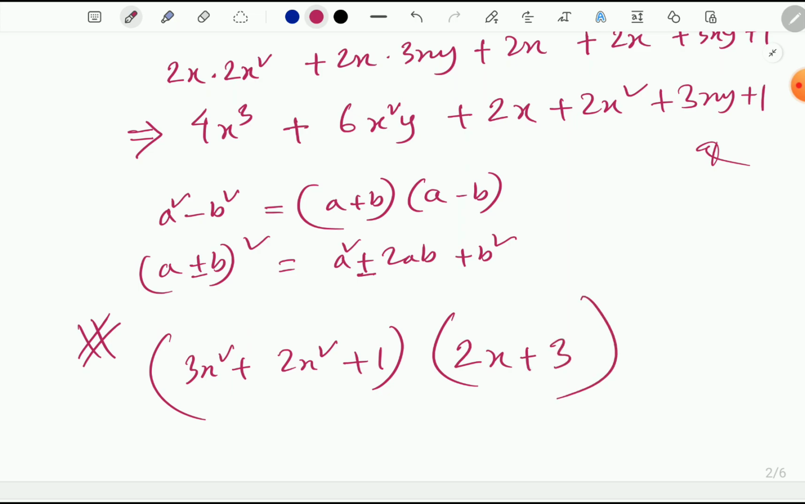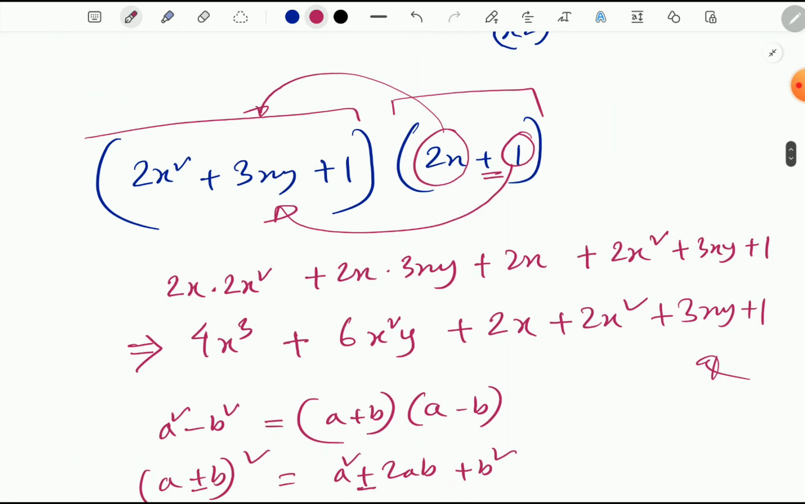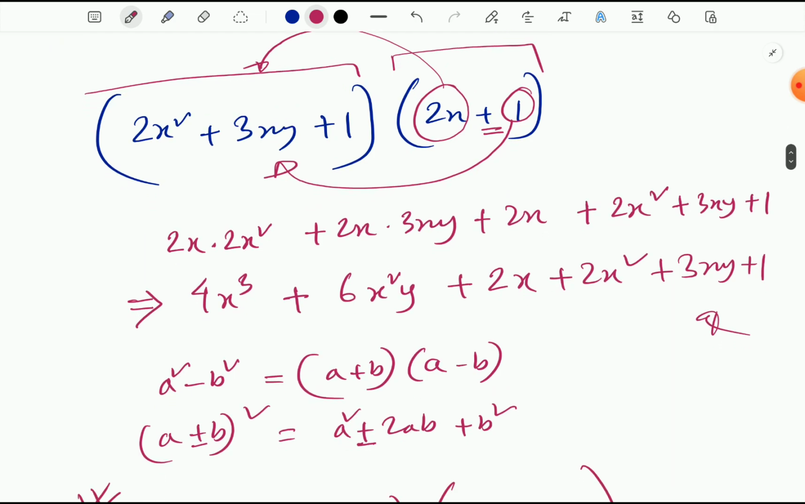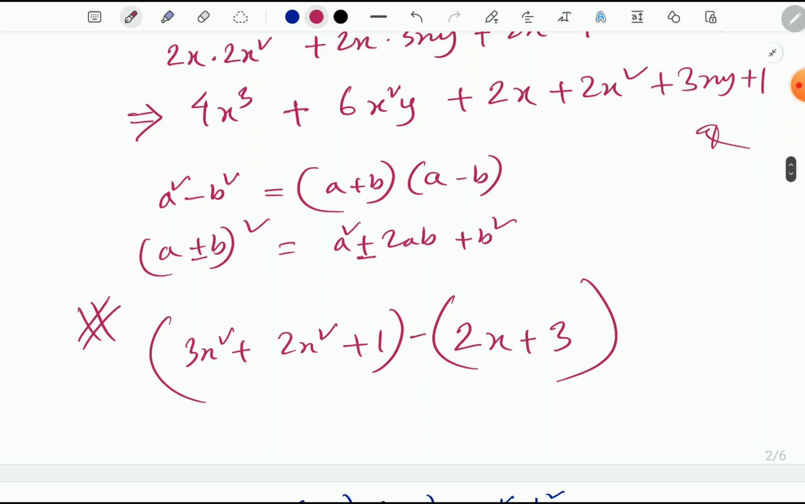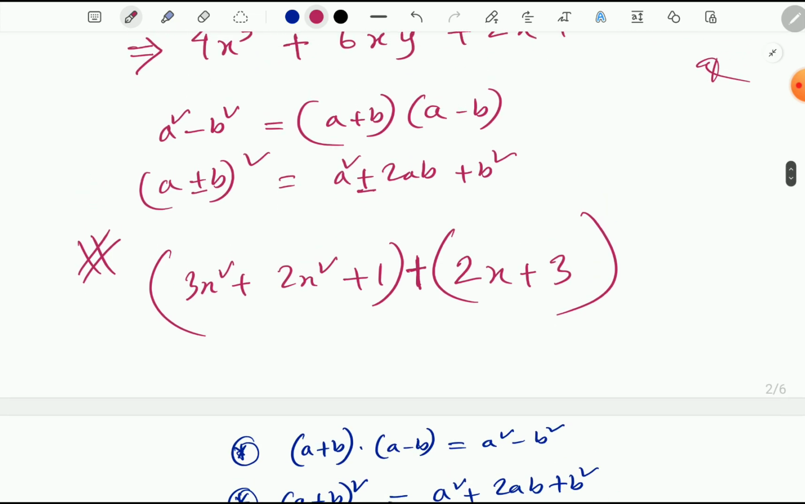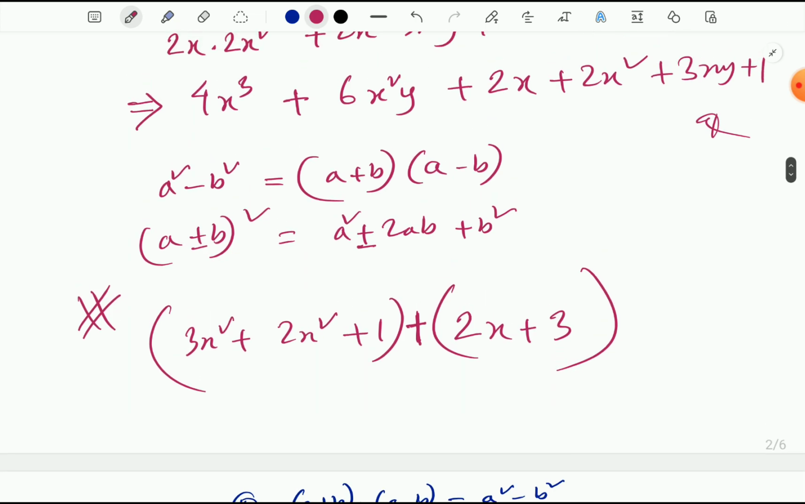Oh, we did multiply already. That was the multiplication. If we want to plus this, like addition, not multiplication, addition, in that case we have to just simply add them with these polynomials. That as simple as it.